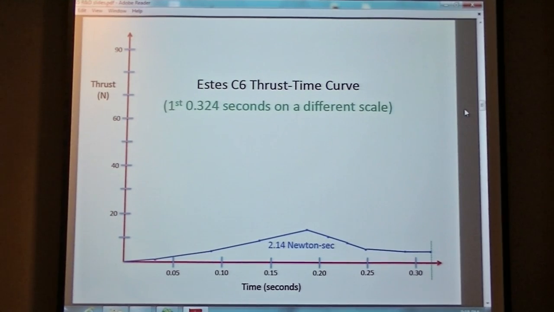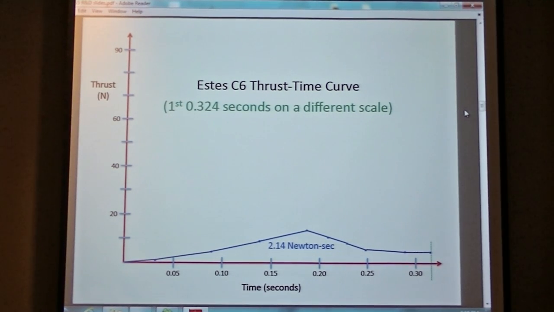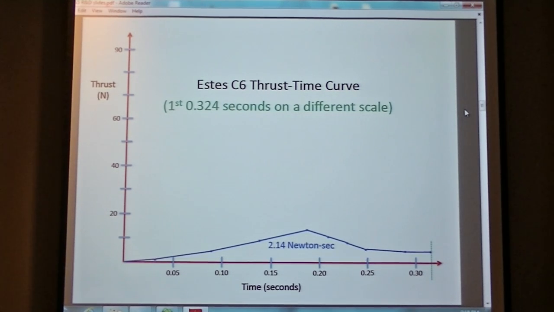So I want to move now to showing you again the Estes C6 thrust time curve for the first 0.324 seconds. I put it on a different scale here. It's flattened out because we've only got a little over 3/10 of a second on the horizontal axis, and a very large scale of thrust on the vertical axis.